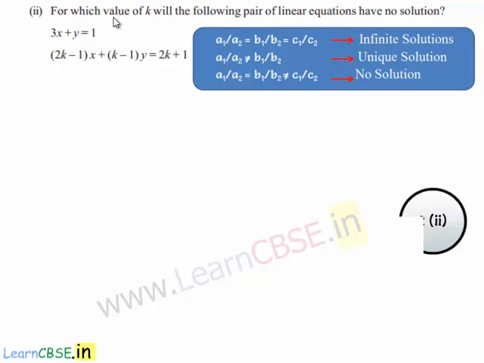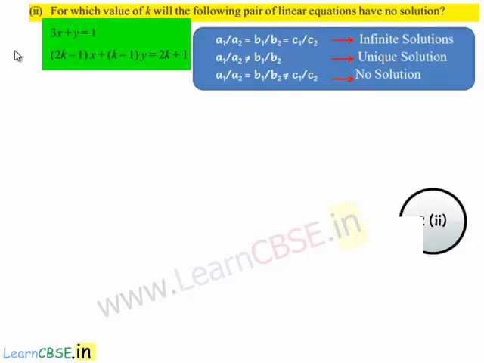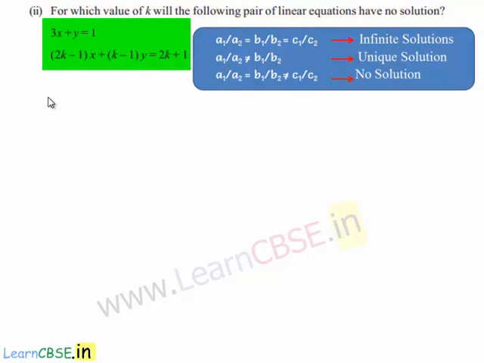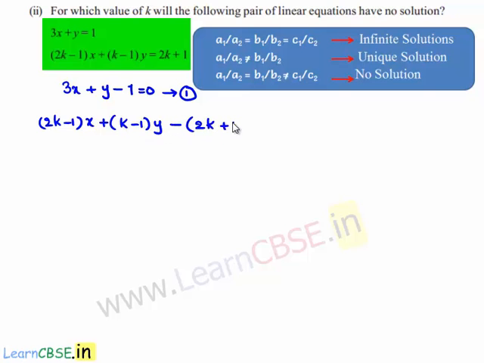Coming to the second bit, for which value of k will the following pair of linear equations have no solution? So the first linear equation given is 3x plus y is equal to 1 and the second equation is (k minus 1) times x plus (k minus 1) times y is equal to 2k plus 1. So the given equations can be written as 3x plus y minus 1 is equal to 0. This is equation number 1 and (2k minus 1) times x plus (k minus 1) times y minus (2k plus 1) is equal to 0. This is equation number 2.